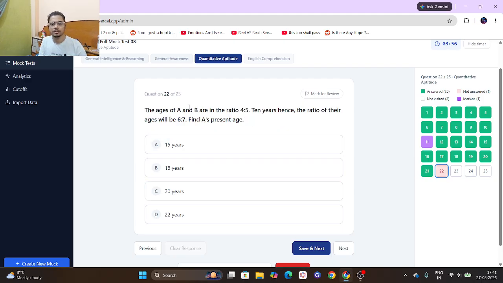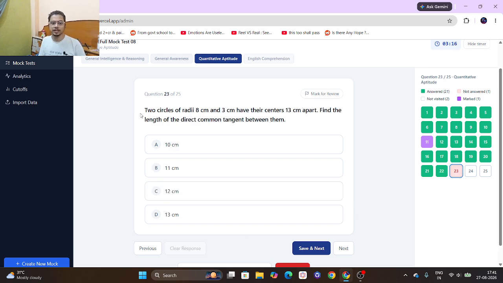The ages of A and B are in the ratio 4:5. After 10 years, the ratio of their ages will be 6:7. Find A's present age. So 4x, 5x. After 10 years, 4x plus 10 upon 5x plus 10 is equal to 6 upon 7. 7 into 4x plus 10 is 28x plus 70 is equal to 30x plus 60. 10 is equal to 2x. x is equal to 5. A's present age is 5 into 4, 20 years.